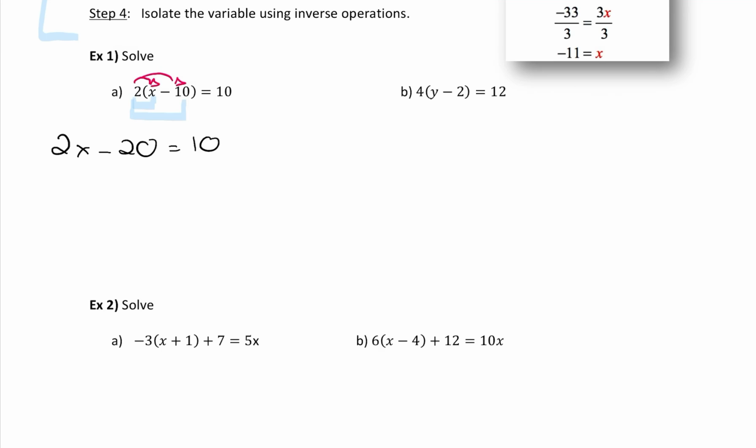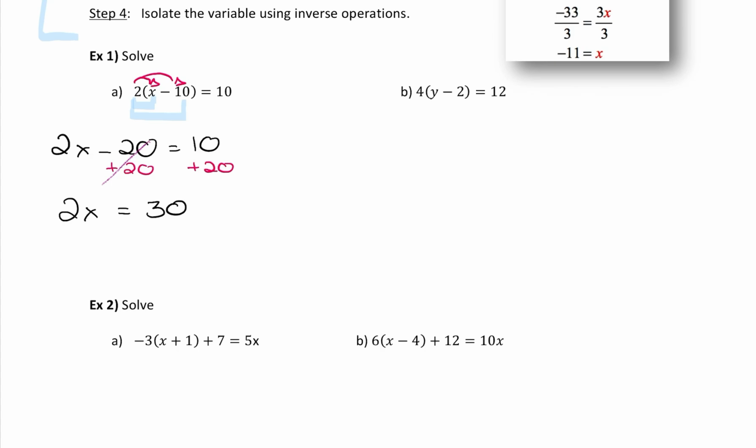We want to solve for x. We need to get rid of the 2 attached by multiplication. The 20 is attached by subtraction. We do reverse BEDMAS, so we're going to get rid of the subtraction first by adding 20 to both sides. So on the left, we're left with 2x, negative 20 plus 20 is just 0, equals, on the right we have 10 plus 20, which is 30.